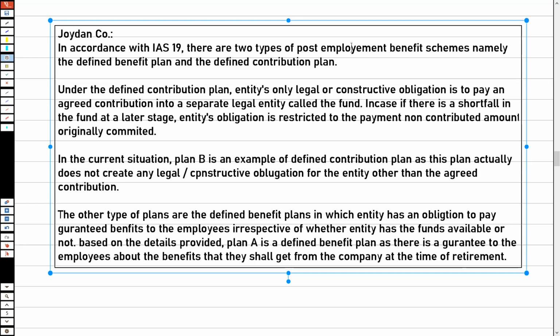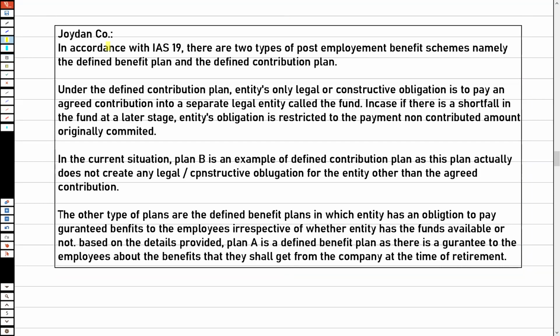Now, there is one thing that I would like to highlight. A lot of students would get confused with this. They would say that they don't remember the name of the accounting standard. That is perfectly fine. Even if you don't remember the name of the standard, you don't have to mention it. You just write down the relevant things, connect it to the scenario, and you will get the answer.